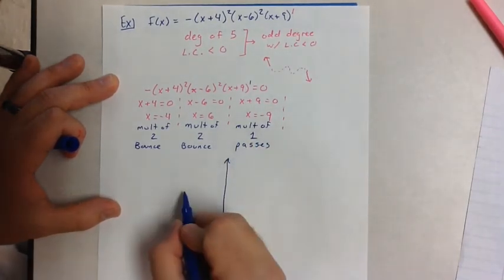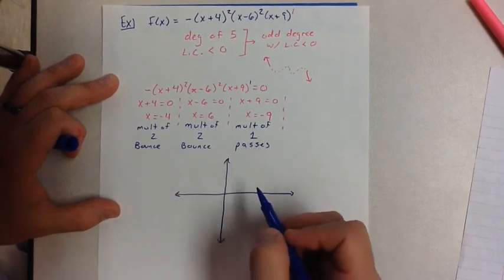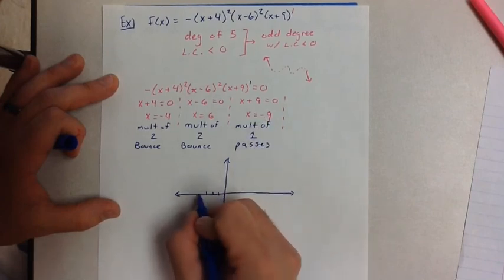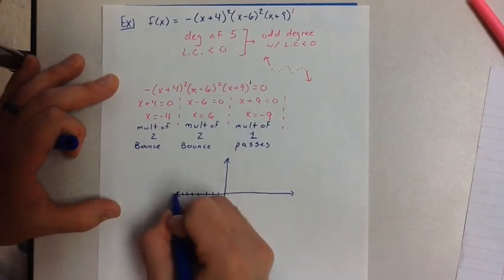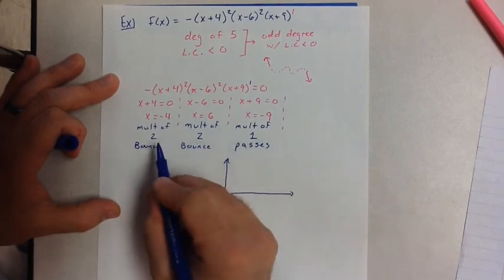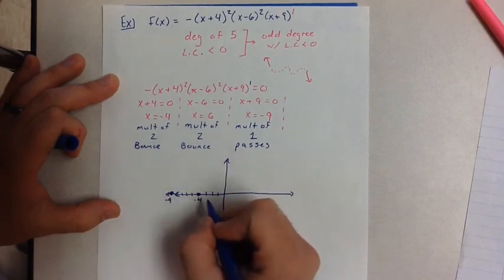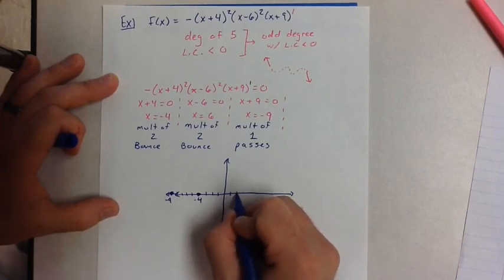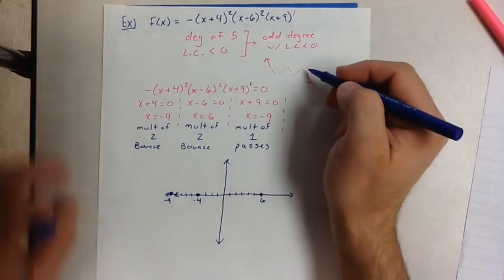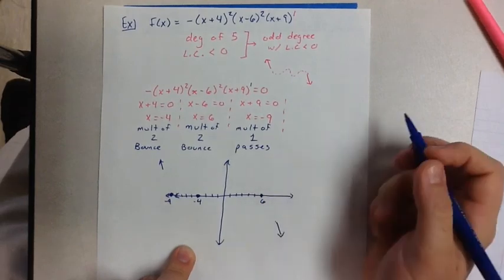So knowing how our ends behave, knowing where our zeros are, knowing what happens at each 0, this is enough. So let's place our zeros down. Negative 9, negative 4, and positive 6. So we see our end behavior. We have to have this and then this.